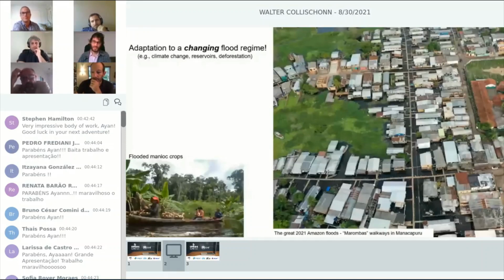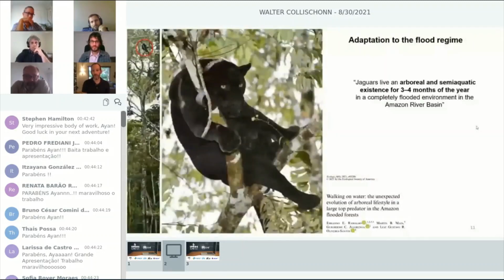And this is a great example of the recent 2021 flood in the Central Amazon, the largest ever recorded in the region. Here you can see all these marombas, walkways, which were built along the flooded streets of Manacapuru city. And of course, not only humans, but the whole of nature adapts to the flood regime. This picture shows a jaguar in the Mamirauá Reserve in the Central Amazon floodplains, where it was recently described how they evolved and adapted to this aquatic existence. And not only the jaguars, which live many months on top of the trees, need to adapt, but also the trees and the vegetation itself. Here, this kind of tree can cope with up to 6 months a year of flooding.